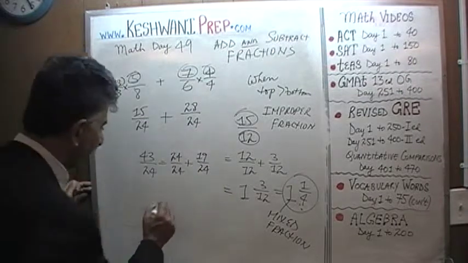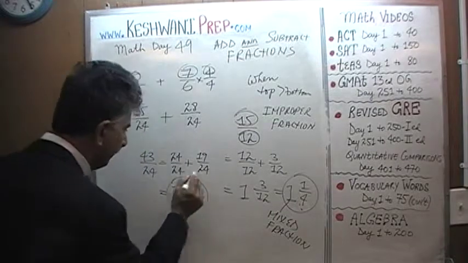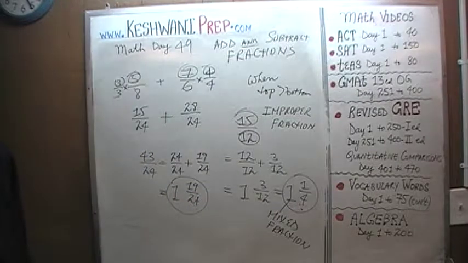So 24 over 24 is just 1. So it's 1 and 19 over 24. 1 and 19 over 24. Let's do one more, number 4.